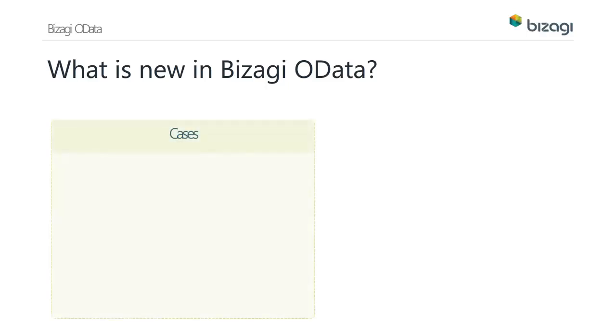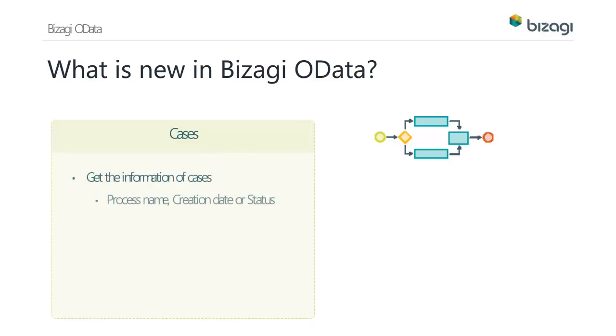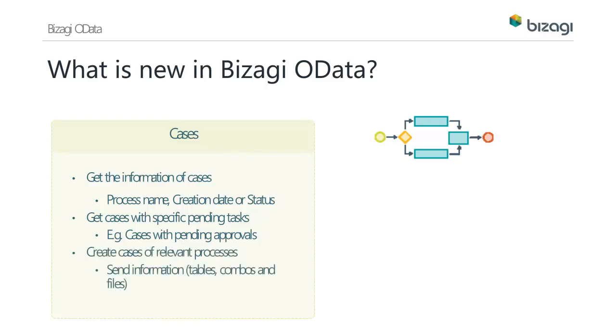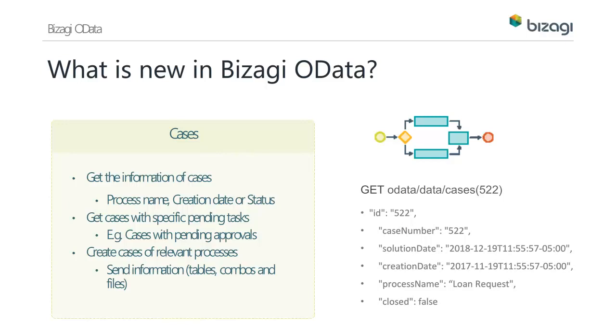The first category is for methods related to cases. Among the different methods you can, for example, get information of cases and get cases with specific pending tasks, like cases where there's a pending approval, and create cases of relevant processes. For example, if you want to obtain the information of the case numbered 522.